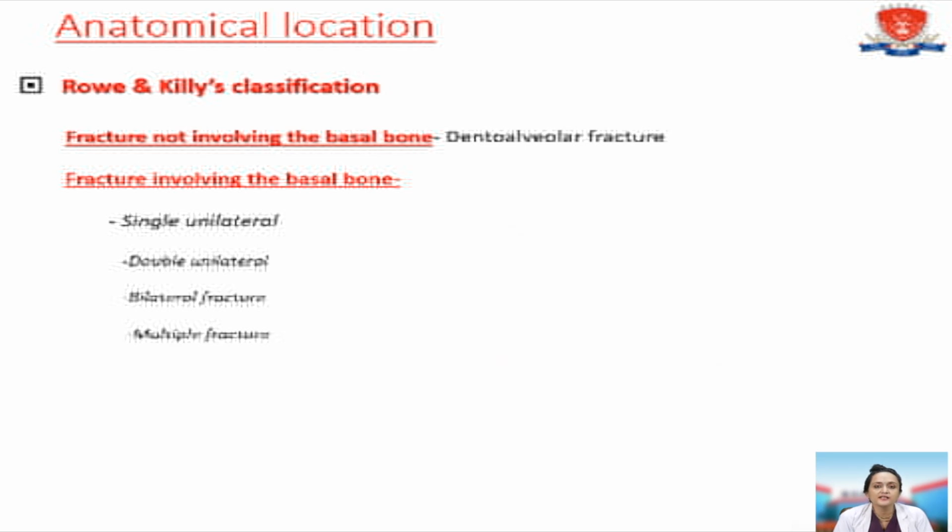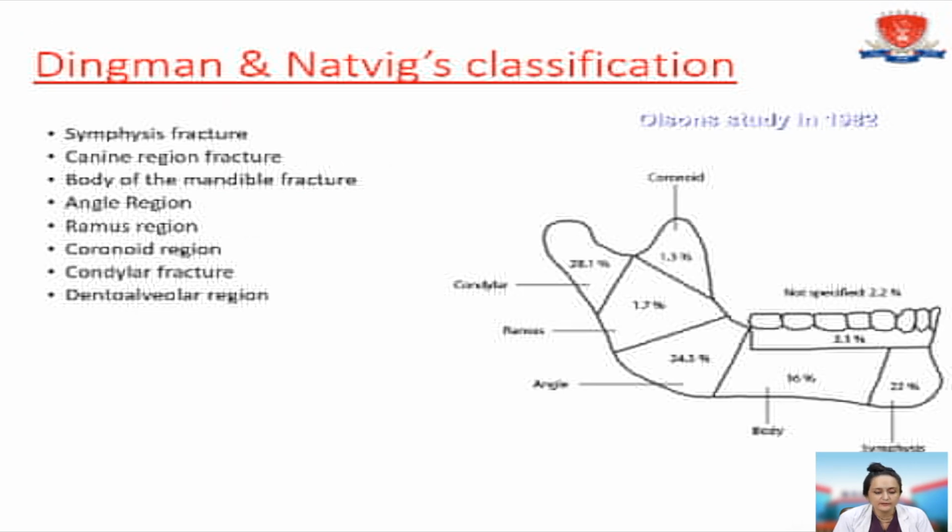Then there is Rowe and Killey's classification: fractures not involving the basal bone, and fractures involving the basal bone, which can be single unilateral, double unilateral, bilateral, and multiple fractures. This is Dingman and Natvig's classification, where fractures are classified into different regions like the symphysis, canine, body, angle, coronoid, condyle, and dentoalveolar region.